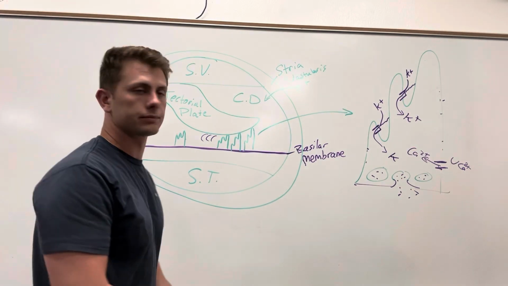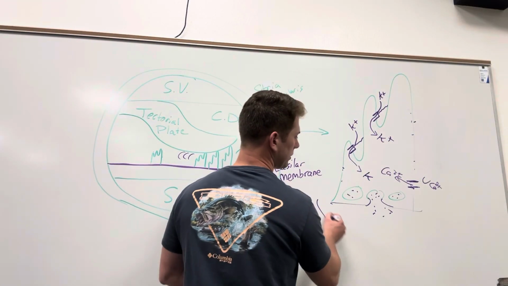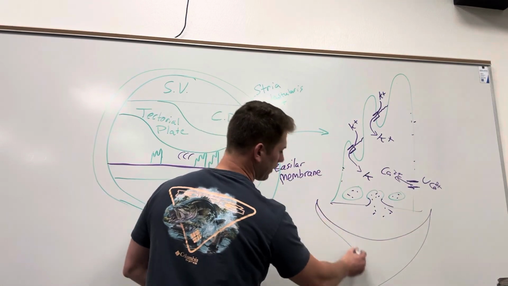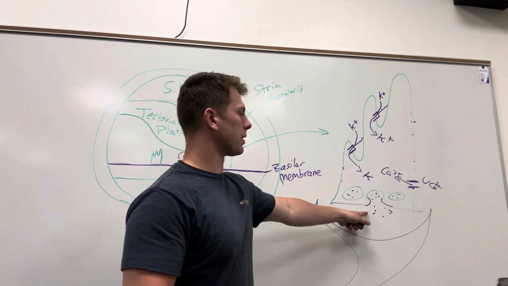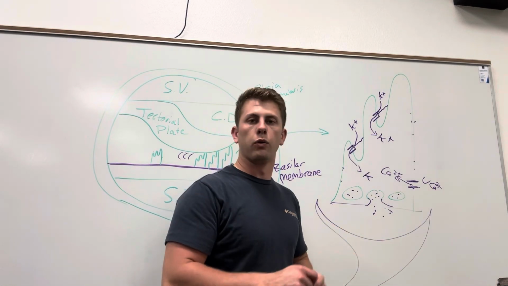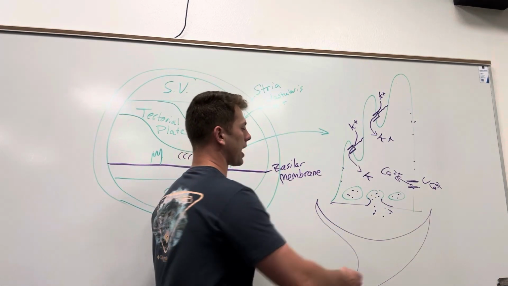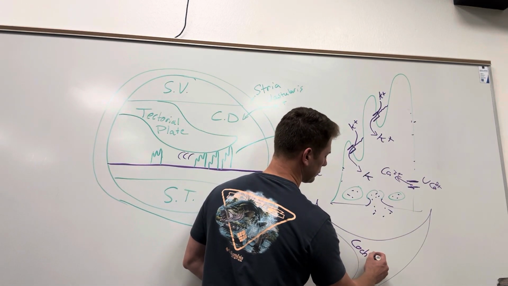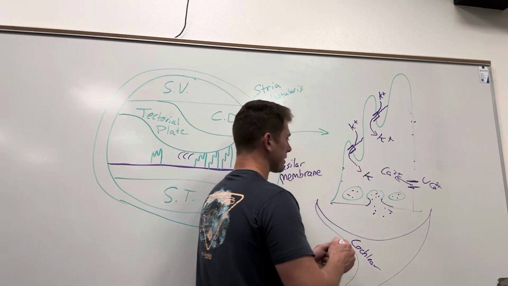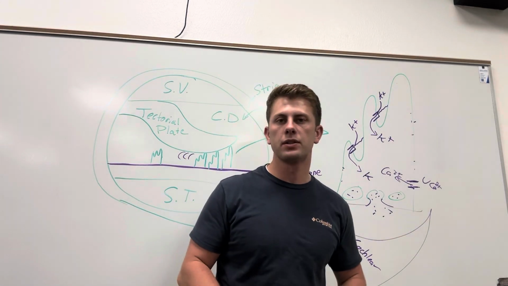One little thing I forgot, there's the cochlear nerve here. We'll have some form of receptors so these neurotransmitters can bind and send an action potential to the brain. That's the cochlear nerve. And that is it. That is how all our special senses work.